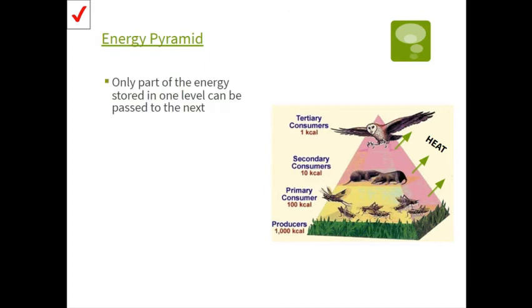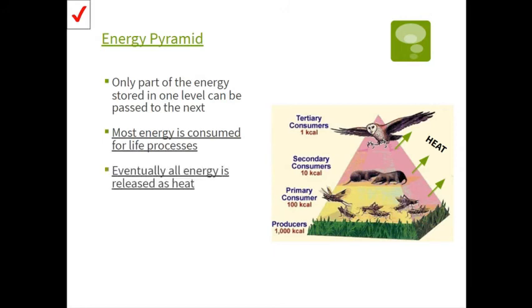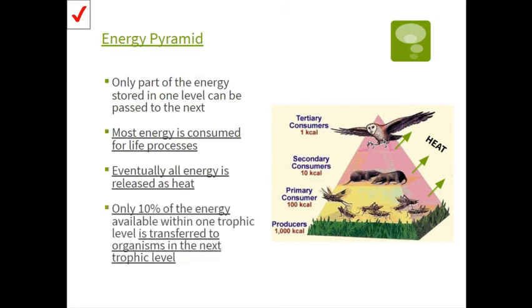The energy pyramid. As organisms consume one another, only part of the energy gets passed on to the next level. Most energy is consumed for life processes and keeping the brain going. And eventually, all energy is released as heat. So roughly only 10% of the energy available within one trophic level is transferred to the one above it.